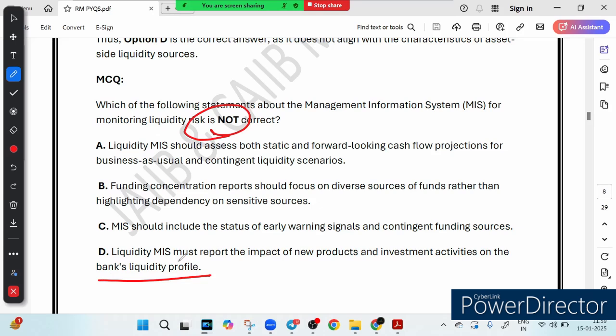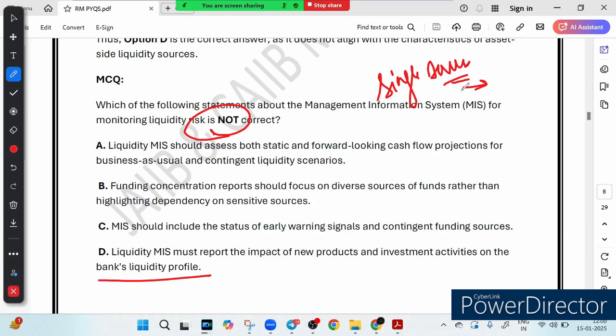Why? Because funding concentration reports are actually designed to highlight the dependency of a bank on sources of funds that might be vulnerable to liquidity risk. For example, if a bank relies heavily on a single source of funding, like a large investor or a particular type of deposit, it is risky. If that funding source dries up, the bank could face a liquidity problem. So these reports focus on identifying risky dependency, not avoiding it.